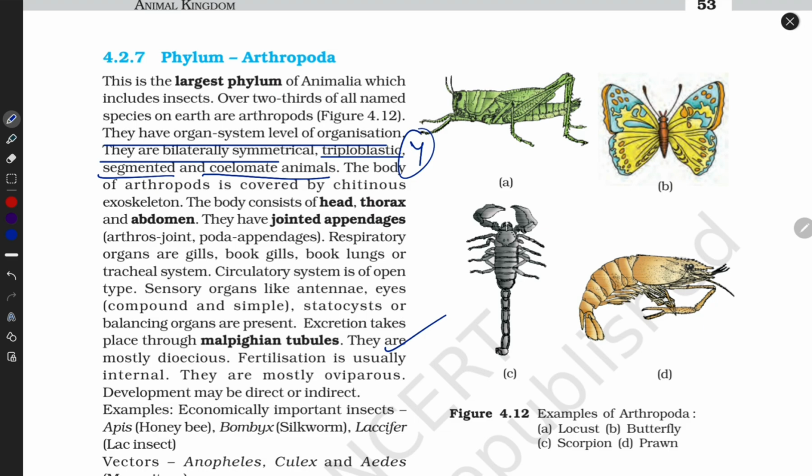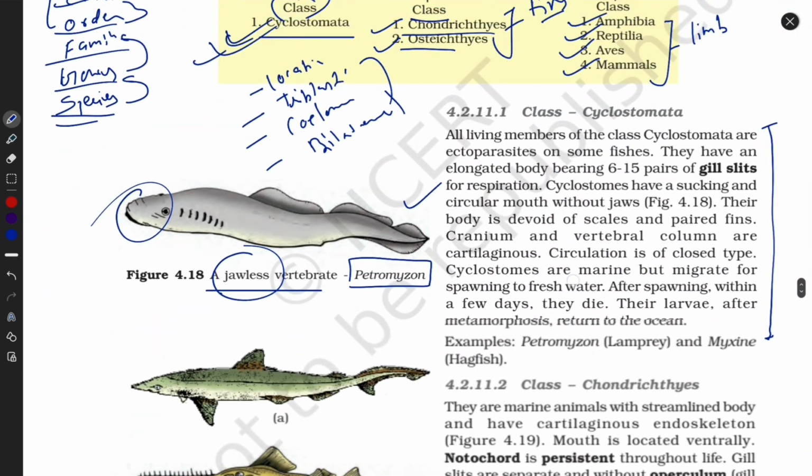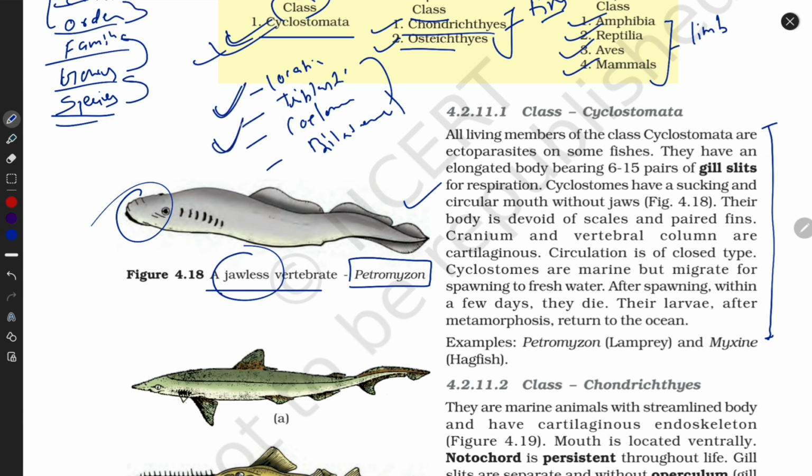Guys, these four points are written in all sequences. So your NCERT is never repeated again and again, but you have to write where they are found, whether they are triploblastic or not, coelomate or not, their symmetry, and whether their sexes are separate or not. You have to write this, guys. You have to remember these five points.